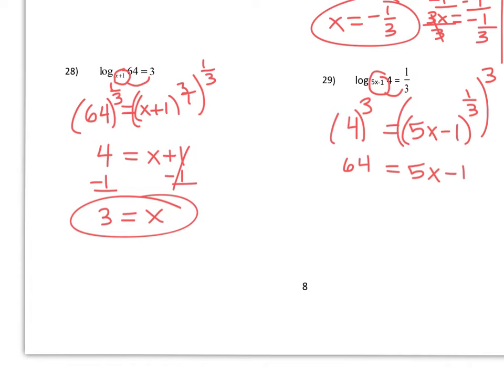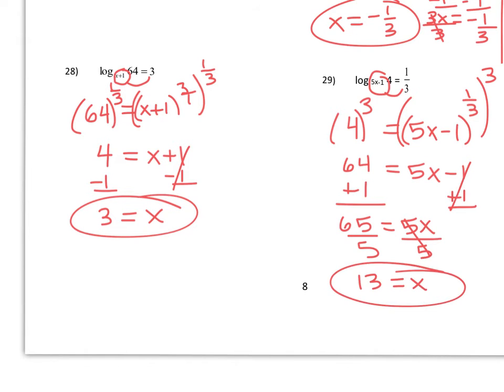And then let's just solve for this x. So we have to get rid of this 1 by adding it to both sides of the equation. So we have 65 equals 5x, and then divide by the 5 in front of the x. So 65 divided by 5 is 13, so we get x equals 13.